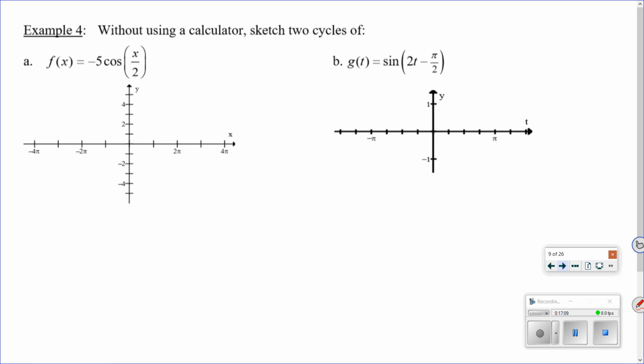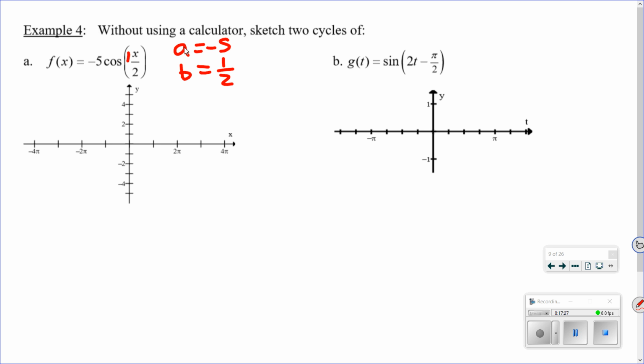So that first one says we want to graph -5 cosine of x over 2. So identify what everything is. On this one, A is equal to -5. And B, I'm multiplying by a half in there. So B is equal to a half. So think about how that's going to affect it.